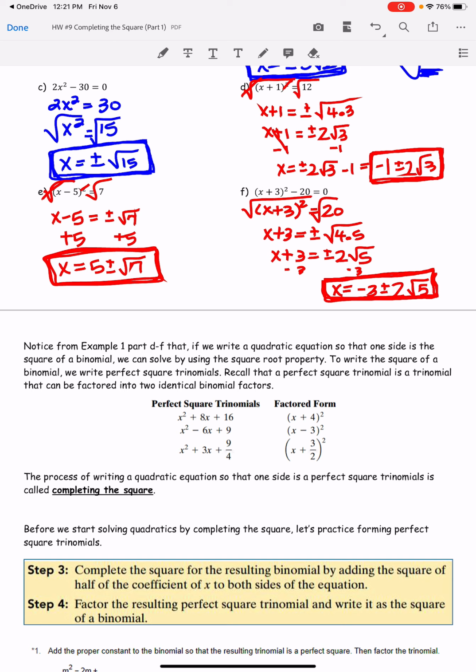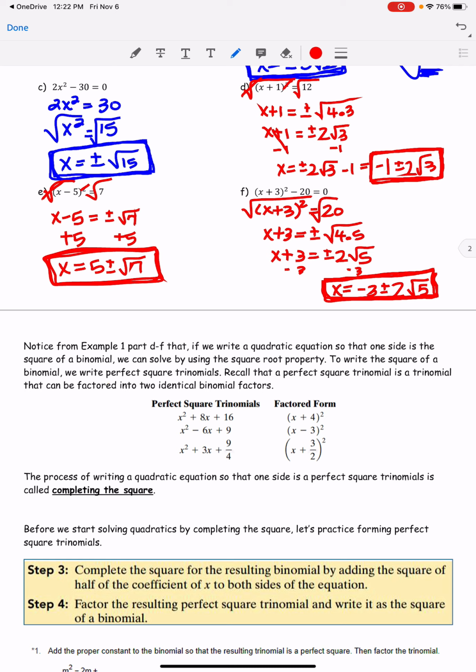So it says, notice from example 1, part D through F, that if we write a quadratic equation so that one side is the square of a binomial, we can solve by using the square root property. To write the square of a binomial, we write perfect square trinomials. Remember me saying constantly, annoyingly, these are going to come back up? They're up.